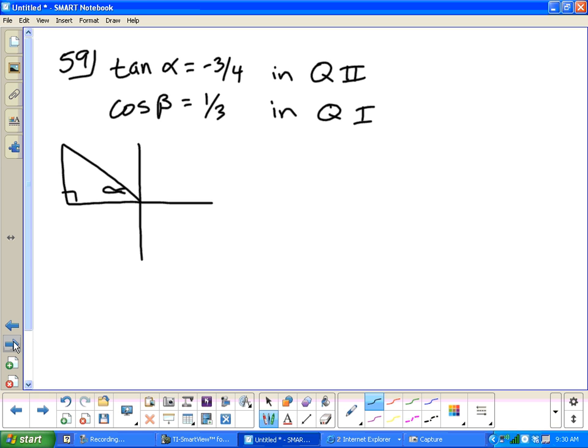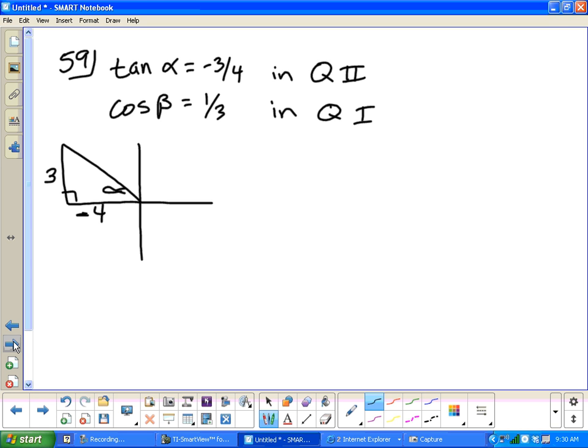A little fishy there. Alright, the tangent is negative 3/4. Right, tangent is what? Opposite over adjacent. Now, I'm just going to put 3 and 4 there because that negative could be on the 3 or the 4. It would be on the 4, wouldn't it? Because the 4 goes left and the 3 goes up. The 3 would be positive and the 4 would be negative.